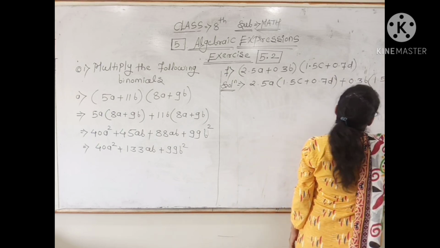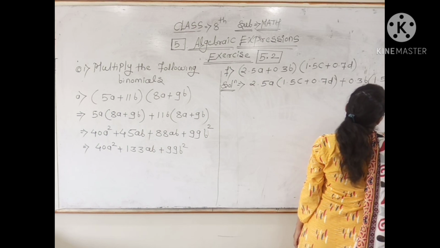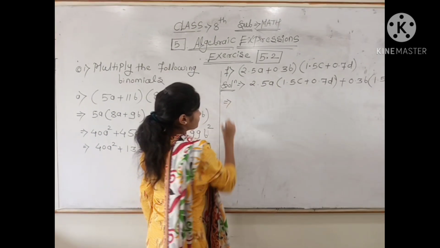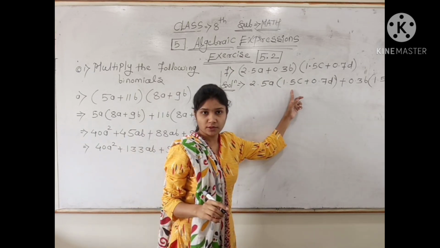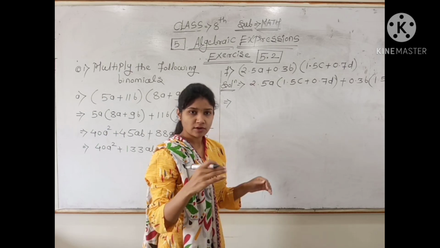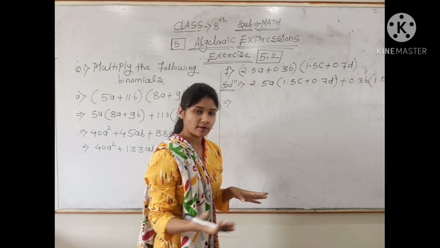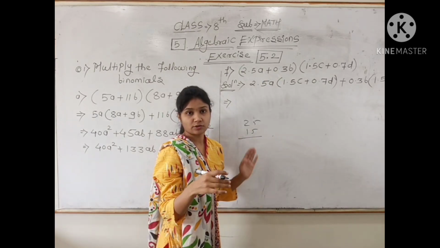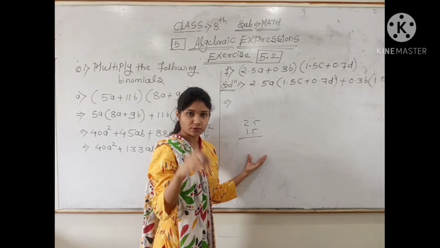1.5c plus 0.7d. Okay, students, now see here. After that, 2.5 multiplied by 1.5. All of you know decimal number multiplication. First, you have to simply multiply 25 by 15. After multiplication, once you get the product, you have to put the decimal point.